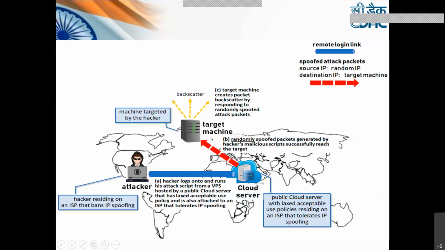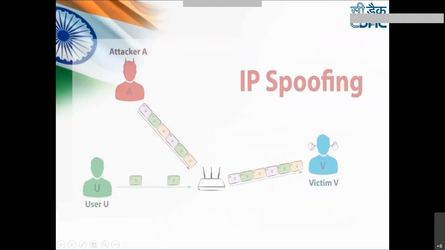In this attack, the particular person would be depicted like he would be stationed in some other country, not from that particular area. So as you can see, the hacker tries to spoof and tries to basically target the particular target machine. Let's move on.